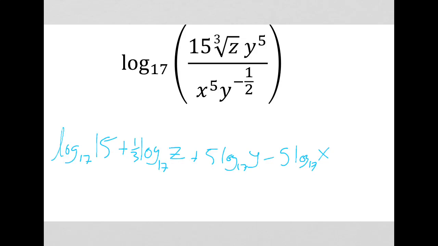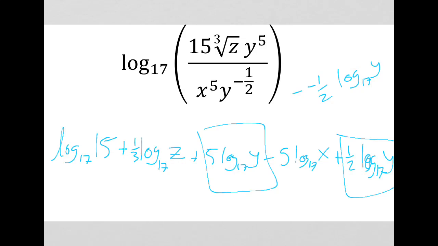And now look, this is tricky here. It would be minus, well, minus 1/2 log base 17 of y. So really that is going to be plus 1/2 log base 17 of y, using the power rule and our multiplication and quotient rules there. And then notice I could combine that with that to get 5.5 log base 17 of y, or instead of 5.5, you could say 11 halves by combining those two.